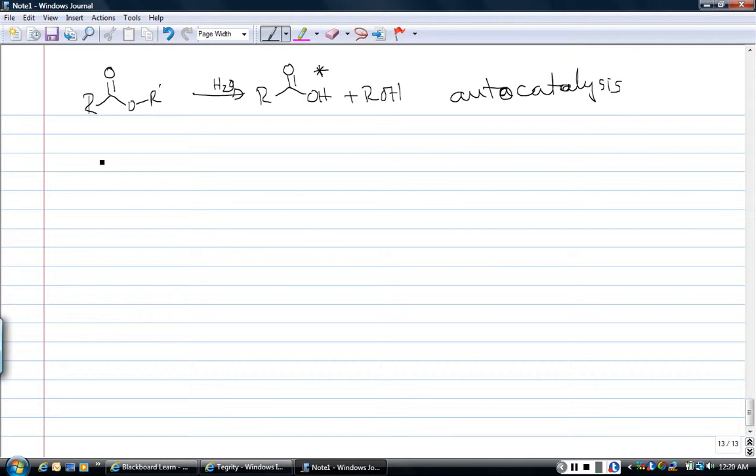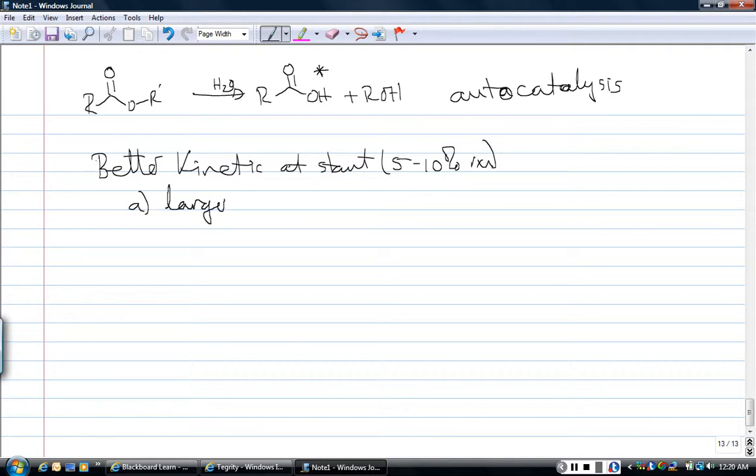So we measure the initial rate because we get better data, better kinetic data on the rate, at the beginning. This is typically 5 to 10% of the reaction, and we get better data because of (A) larger rates, and (B) minimal product interference.